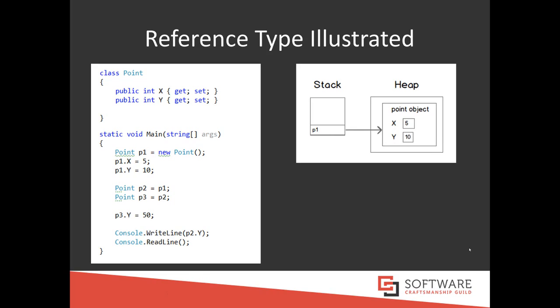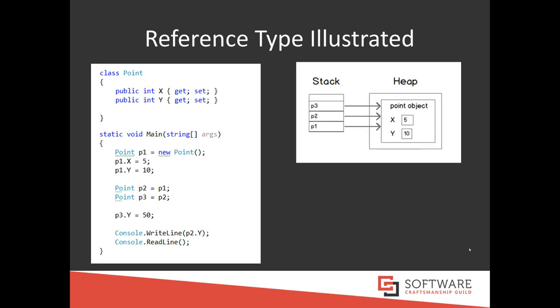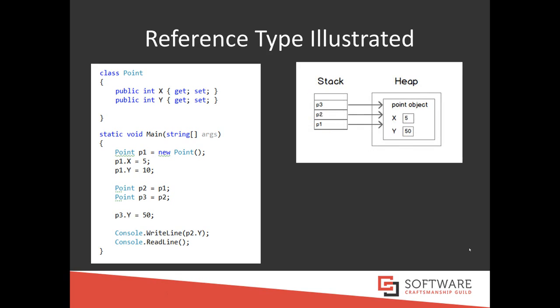We declare P1. That goes on the stack. The actual point object gets declared on the heap. It gets set with an x of 5 and a y of 10. Then when we declare P2 and say that it's equal to P1, P2 and P3 go on the stack and they all point to the heap to the same object. Lastly, when we change P3.y to 50, they still all point to the same object, and y is now 50. So it will print 50.